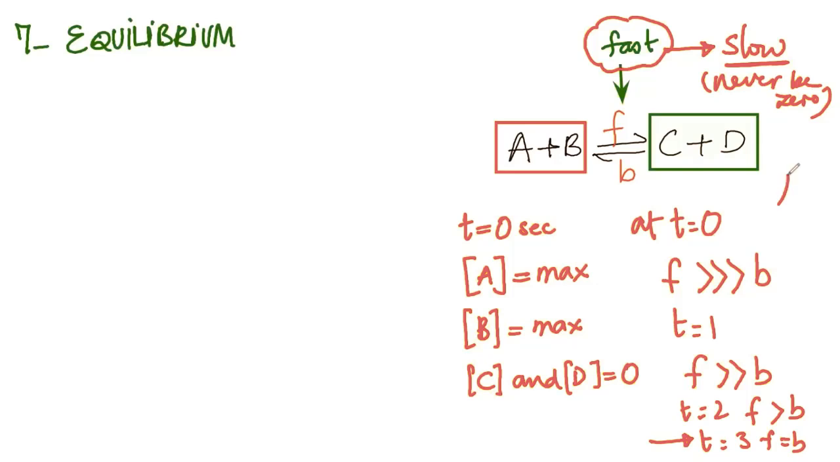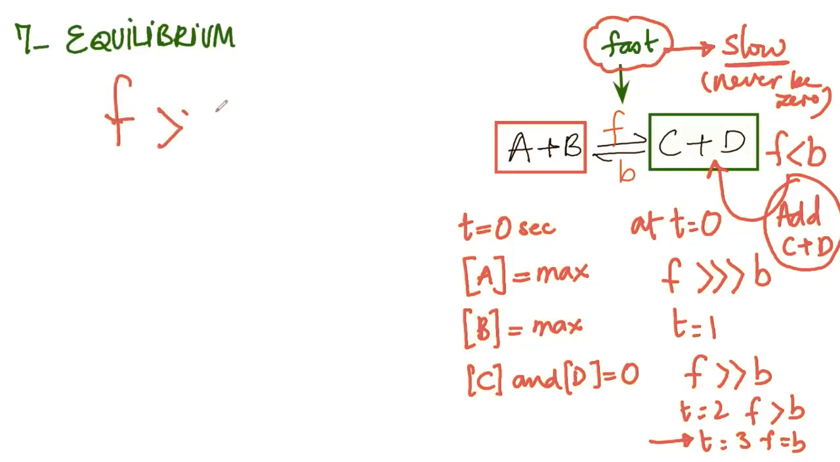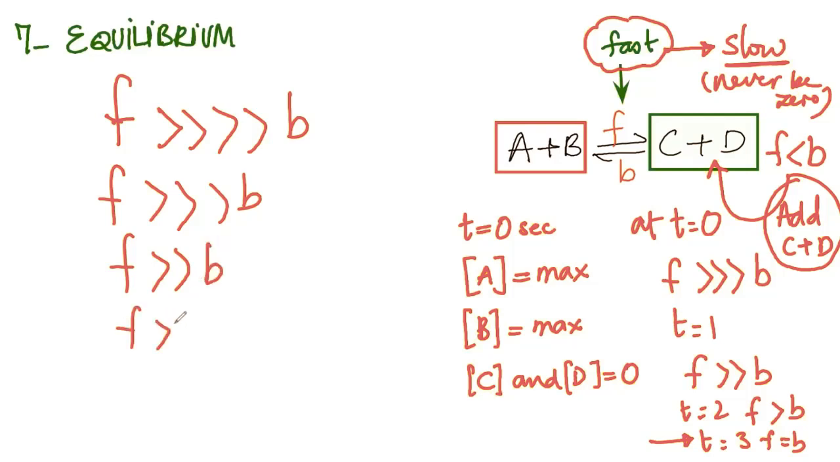If we add C or D, if we are adding more product, or you can say add C and D to the reaction mixture at its equilibrium, then this addition of C and D will make the F slower than B. So it means that it will be like, as we have said, F is far greater than B. Then with time it passes, and a time will come once it will become equal. That's the end. That's the equilibrium reached.